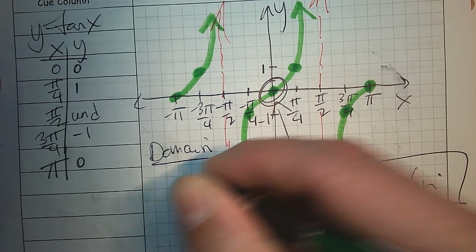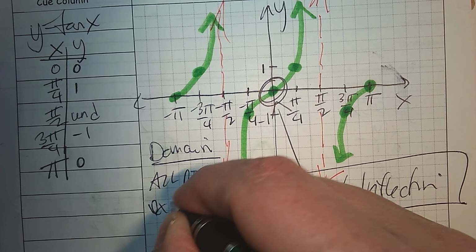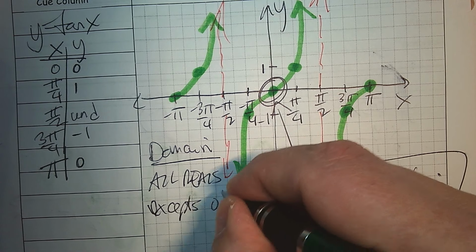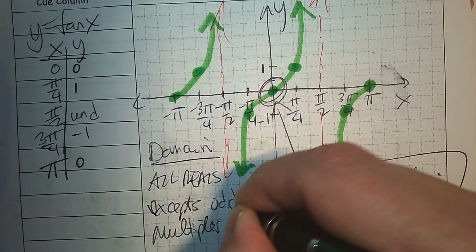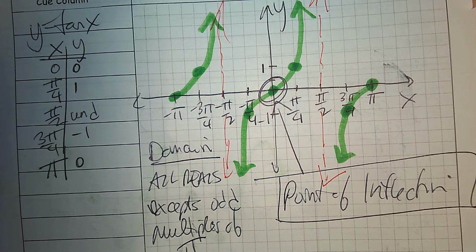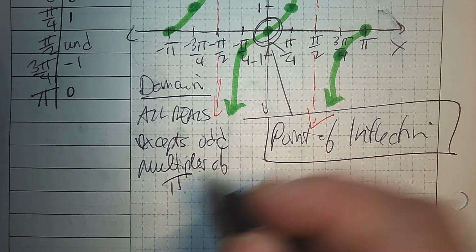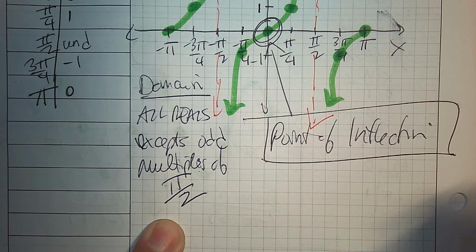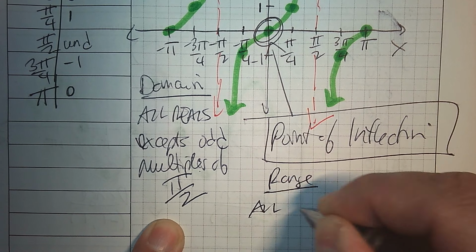The domain here is all real numbers except odd multiples of pi over 2. At every odd multiple of pi over 2, there's going to be an asymptote, while the range is all real numbers.